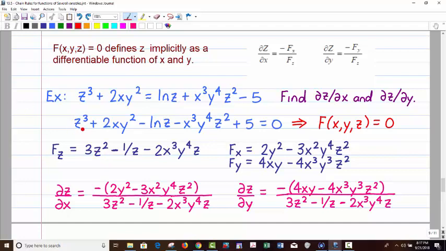So let's take the derivative of this form with respect to z. So z cubed would be 3z squared. 2xy squared has no z, so it's gone. Negative natural log of z would just be negative 1 over z. And then there's your z right here for this one. So the derivative of z squared would be 2z. So I just brought the 2 right in front. x cubed y to the fourth just stay as is. So it would be 2x cubed y to the fourth z. So there's your denominator for both answers.